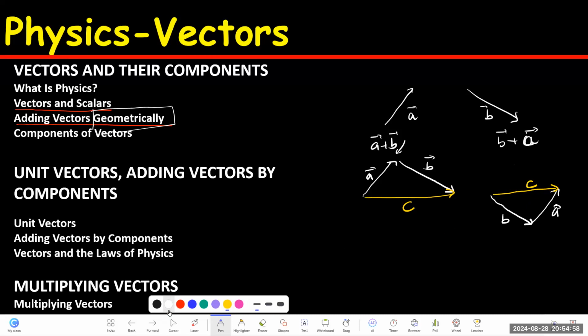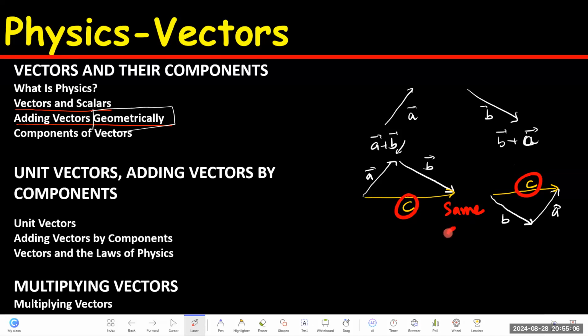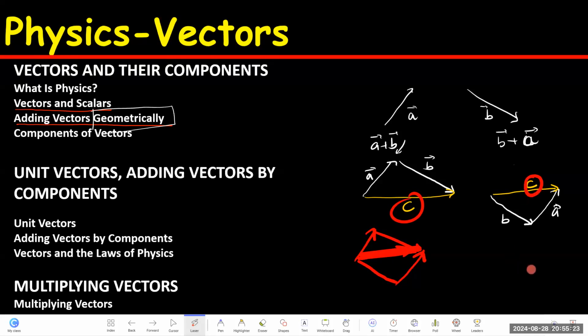So if you pay attention, this C vector and this C vector are the same, so I can say equal, right? That's the beauty. You can just add two vectors like this, and then you can add two vectors like this. Their end product, the center one, should be the same, right? So you can see here this C and this C are basically the same. So these are the ways we add vectors.